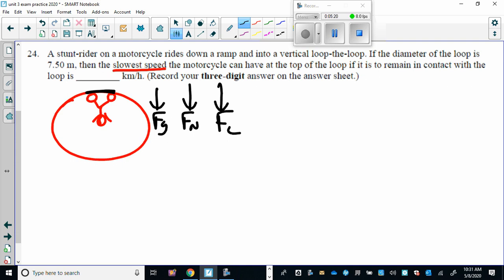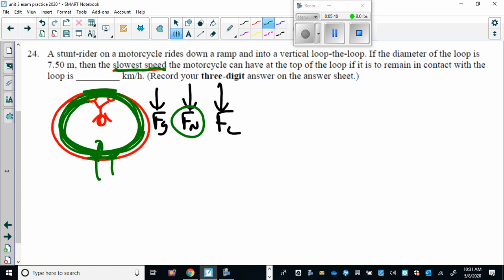But when they're asking for the slowest speed, the minimum velocity, then one of these becomes zero, and it is the normal force. As you slow down going around the track, you put less and less force on the track. At the bottom you'll always have force on the track, because gravity's pulling you down and the track is pushing you up. But at the top, you get less and less normal force until it eventually becomes zero as you go slower and slower.